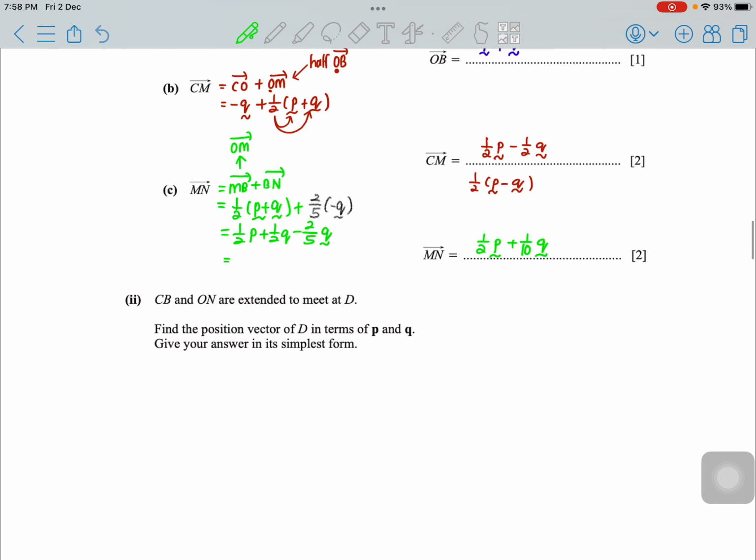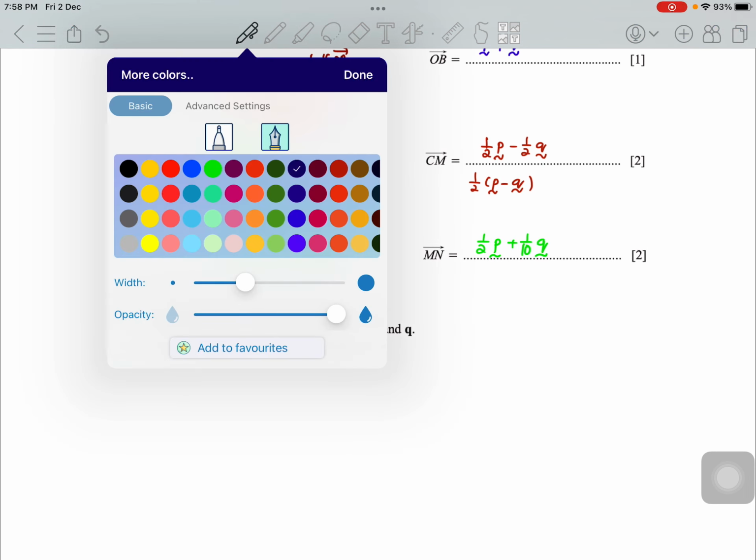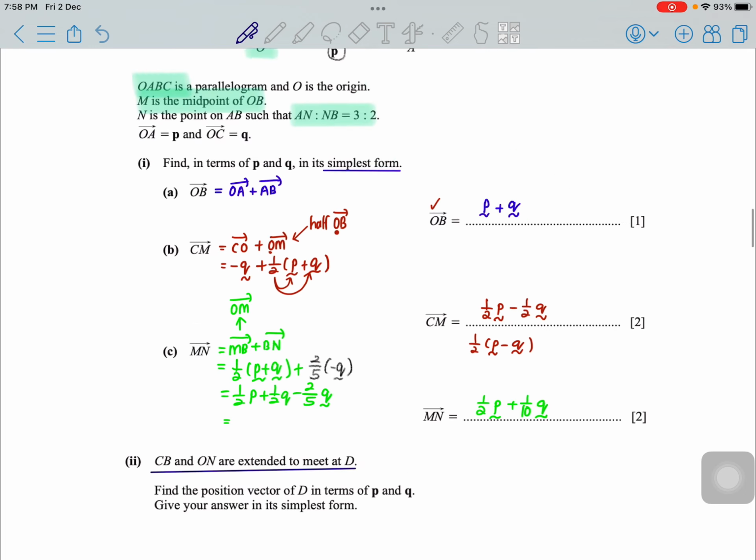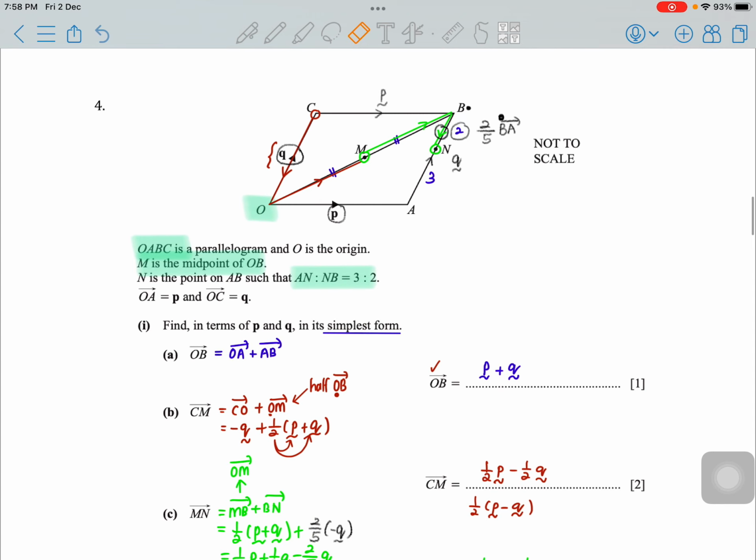Now let's look at the second part. What do they want? They are saying CB and ON are extended to meet at D. Where is that? Let me erase all of these. CB.